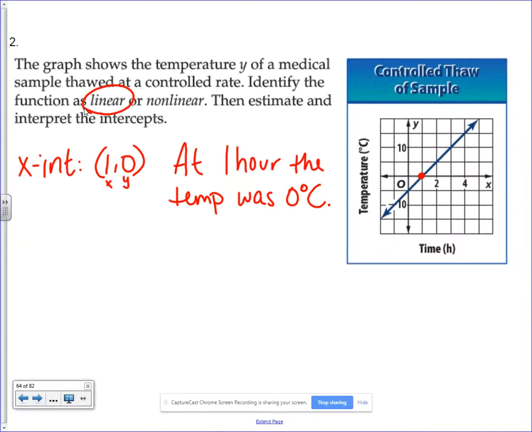You guys know that for Celsius, 0 degrees is the freezing point? What is it for Fahrenheit? 32, but for Celsius, it's 0. What about boiling? What's boiling for Fahrenheit? 212 is boiling. What's boiling in Celsius? 100. Okay. All right, let's move on to the y-intercept.